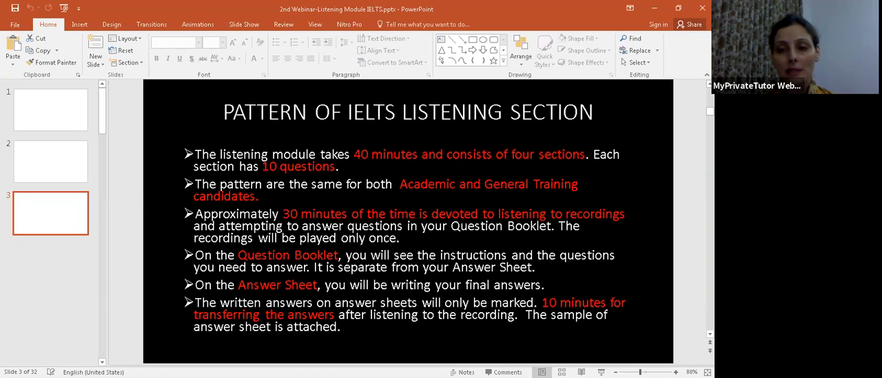You get 10 minutes for transferring the answers at the end. After hearing your recording, you're going to be given 10 minutes to shift your answers from the question sheet, because while you were listening to the recording, you will be writing the answers to the questions on the question booklet. Then at the end, you will shift your answers to the answer sheet.